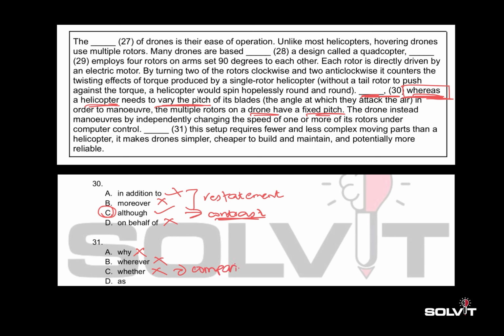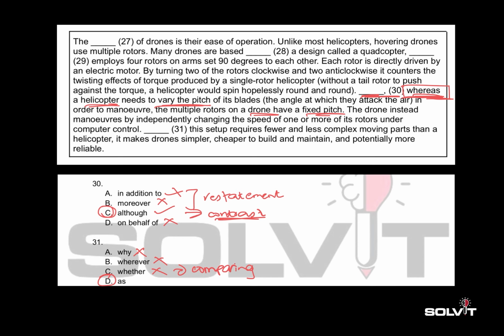So whether is used in comparing, right? For example, I say I can't decide whether to go or not to go to the party. So I'm giving a choice in a sentence, so that's where I use whether. Now here they're not giving us a choice. We will use the word as. Let's put the word as and see if it fits. As this setup requires fewer and less complex moving parts than a helicopter, it makes drones simpler, cheaper to build and maintain, and potentially more reliable.